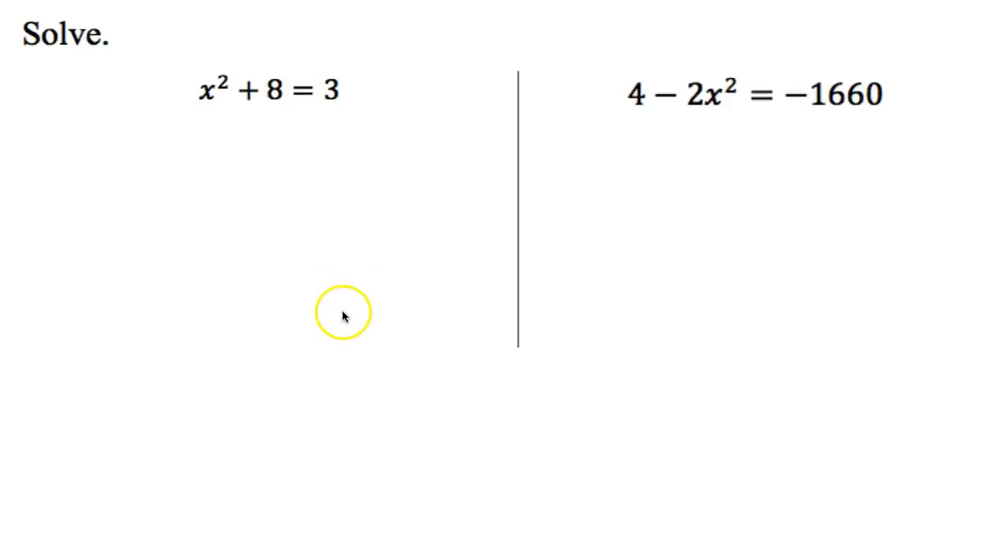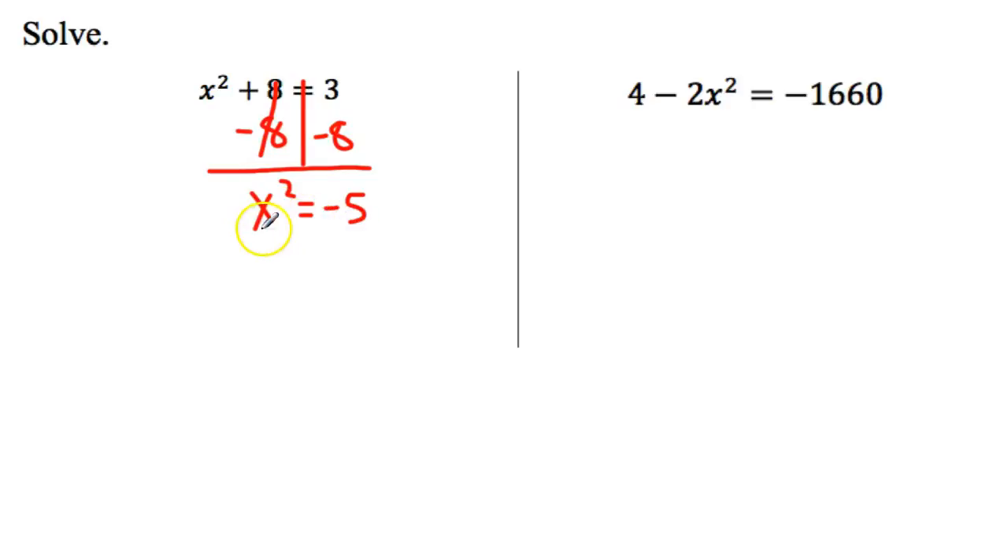So I'm going to show you some weird things that happen. So we'll do this one, solve like we normally do. I would do a minus 8 and then a minus 8. That cancels. X squared equals negative 5. All right, then square root, x equals plus or minus the square root of negative 5.